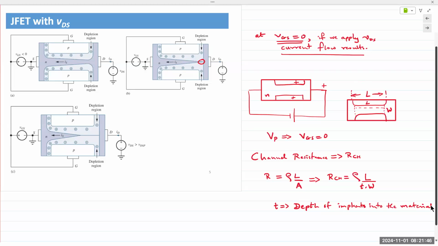Now, why is this important? The channel resistance is important because as the depletion region starts to close, the channel resistance increases. And that puts an upper limit on the current that can flow through the channel. So let's take a pause here. Think over all of this. Let me know if you have questions.